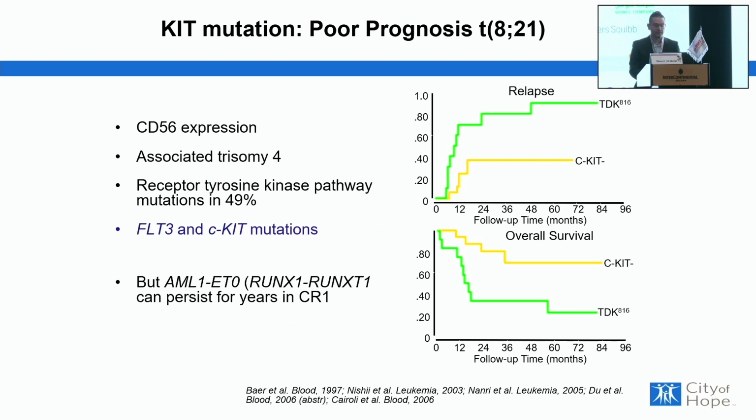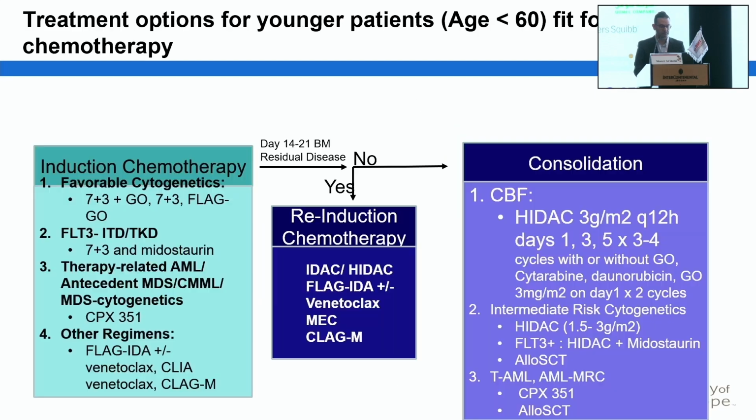The main issue we deal with here is that patients who have c-KIT mutation will not have the same prognosis. As you can see in the curve on the right side, overall survival is significantly lower in patients with core binding factor and c-KIT mutation. Those patients require transplant.